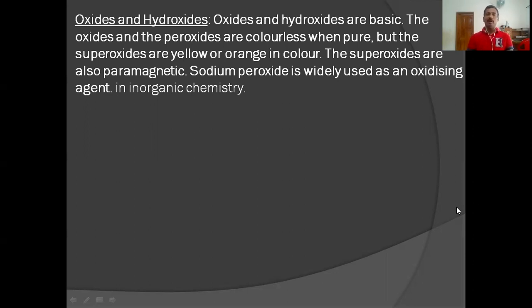Sodium peroxide is widely used as an oxidizing agent. Sodium peroxide, when it dissolves in acids, forms hydrogen peroxide. And you know, peroxides can release nascent oxygen, so it can act as an oxidizing agent.